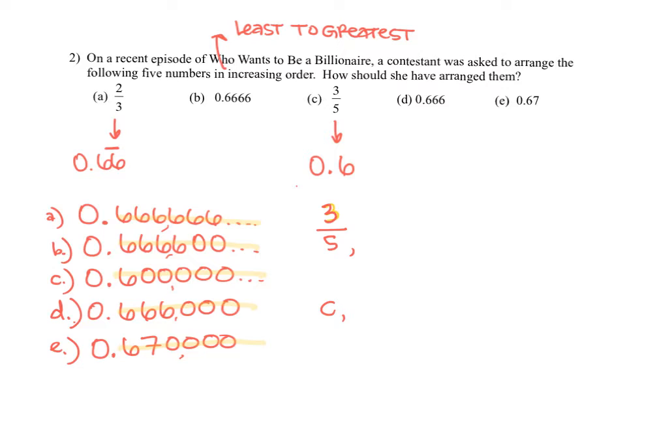So obviously 0.6 was the smallest. The next smallest would be 0.666, the one that only has 3 6s. So that's D, or in the original form that was 0.666.